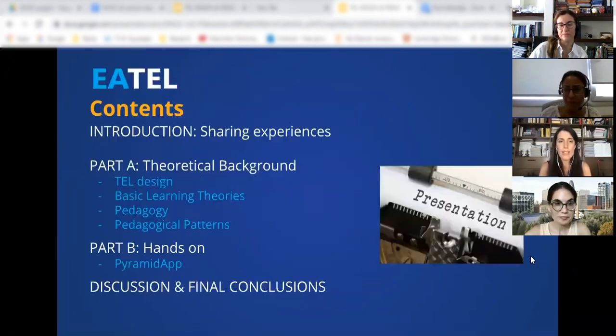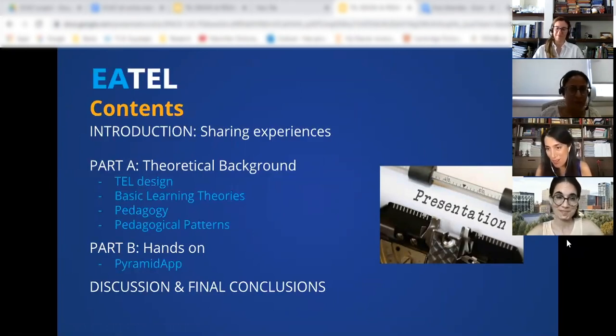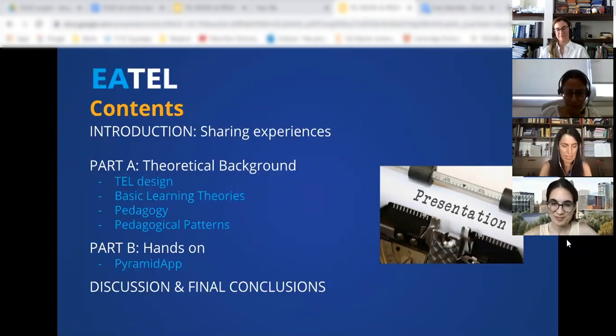So let's see a little bit what we are going to do. First of all, we will see if we have any sharing experiences. No, nothing. We had organized a preliminary, preparatory activity, but anyway, it doesn't matter. Today, first, we will have this theoretical part. We will discuss EATEL design, basic learning theories, pedagogy, and pedagogical patterns.